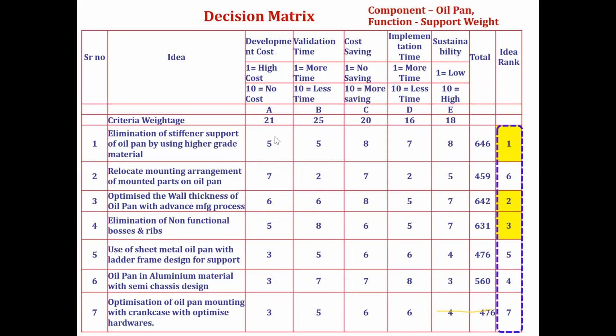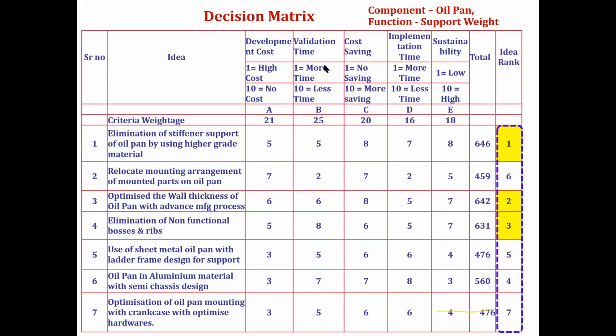Now what I have to do is give the rating 1 to 10 with the help of the cross-functional team. All the departments, the cross-functional or multi-regional team, will give the rating. What will they give the rating on? They will give the rating considering the development cost. So when I go for eliminating the stiffness support of the oil pan by using the higher grade material, the team gives 5 points out of 10 for this idea, and they give 7 points for this idea. So for each and every individual idea, they give the rating.